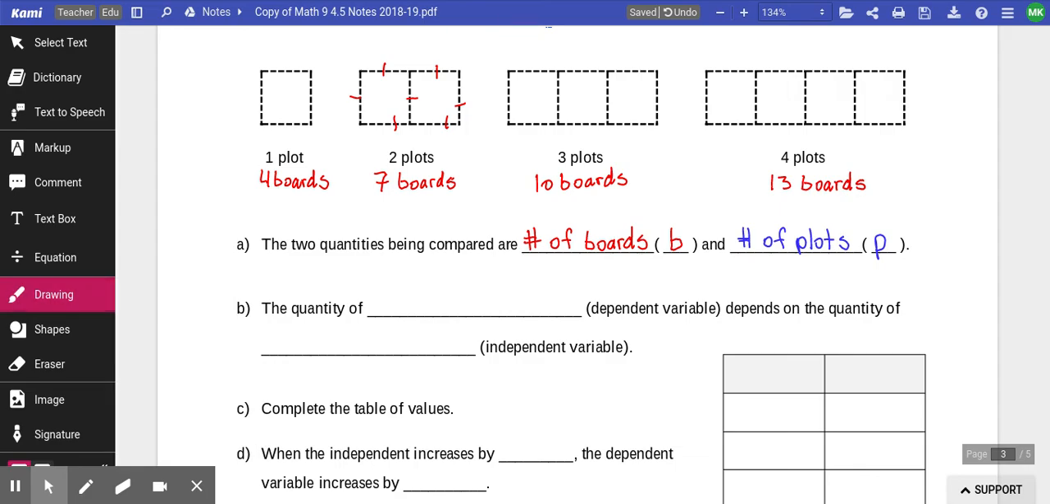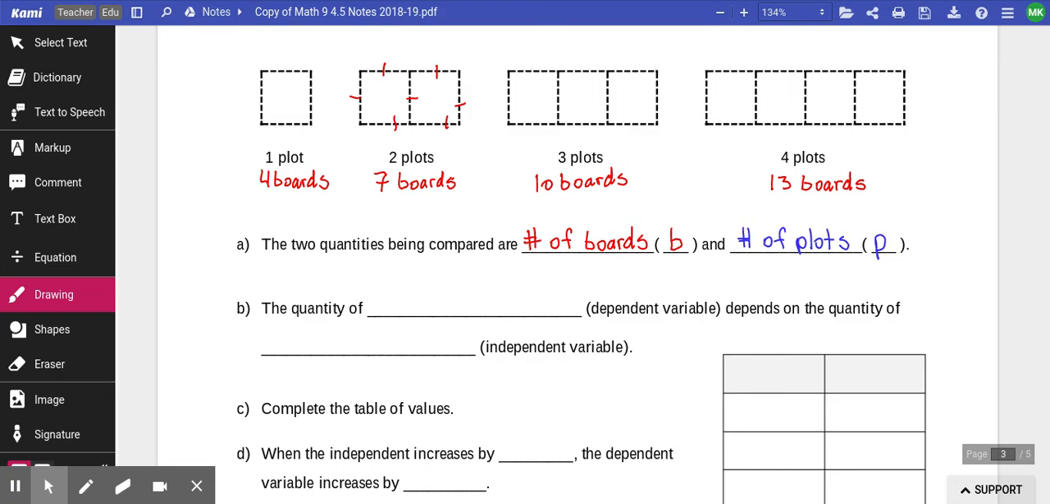One of these is the dependent, one of them is the independent. If you're not sure which is which, think about what's dependent on the other. Yeah, the boards is dependent on the plots, right? You're going to decide how many plots you want to build, and that's how many boards you're going to need. So that means your boards are the dependent, your plots are the independent.